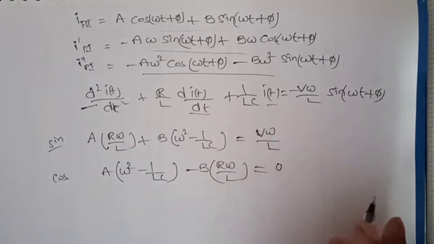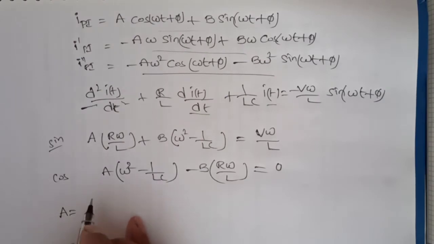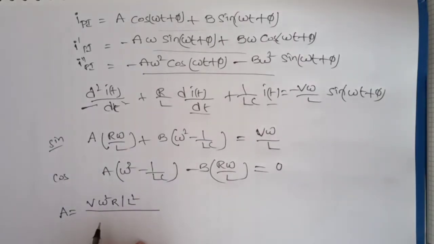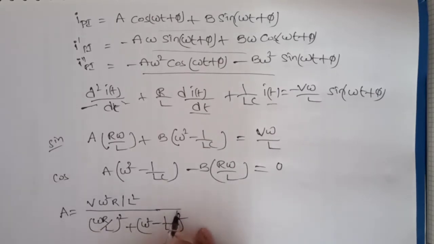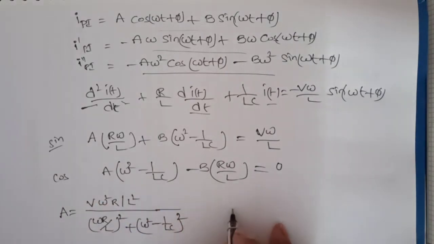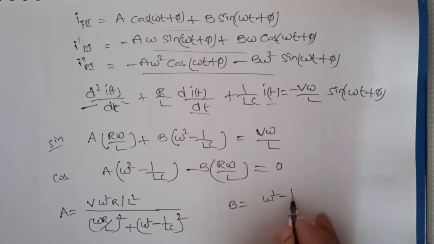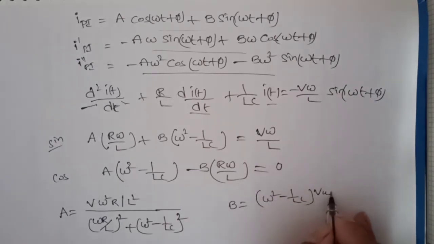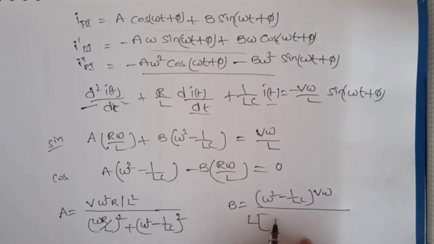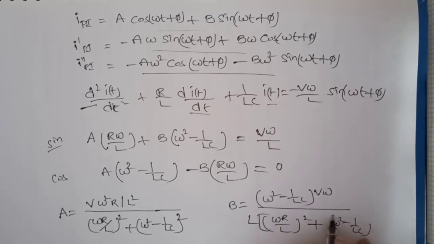Now if you solve these two equations A and B, we will get A equal to V into omega square R by L square divided by omega R by L whole square plus omega square minus 1 by LC whole square. This is a very big equation A. And B likewise is omega square minus 1 by LC into V omega divided by L into omega R by L whole square plus omega square minus 1 by LC whole square.